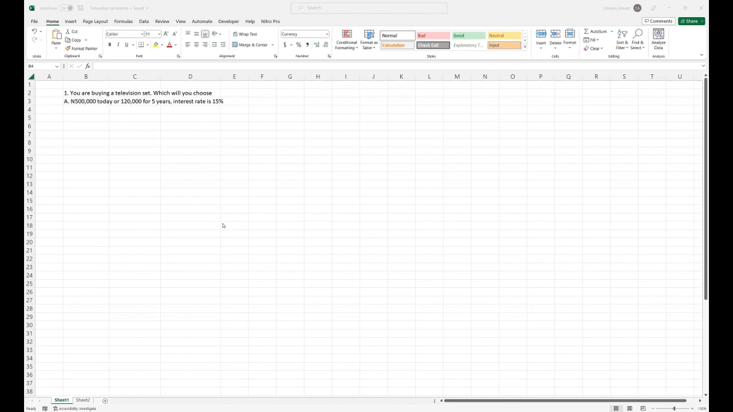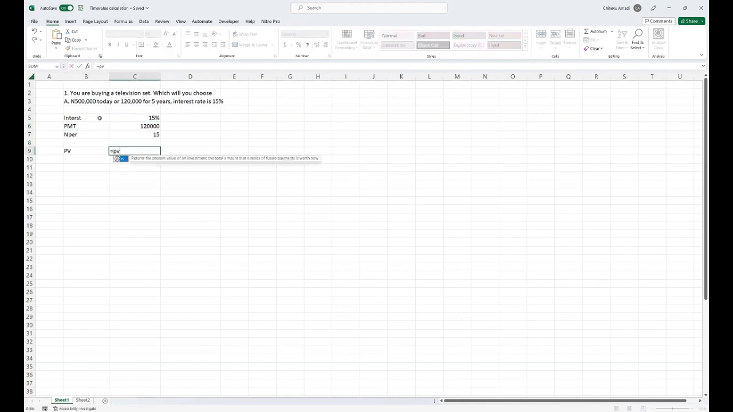So one thing that is pretty obvious here is the interest, which is 15%. Please always ensure that you put the percentage sign, right? The periodic payment will be 120,000. The NPER, that's the number of periods, is 15. Now here, looking at what will be the present value, use the Excel PV function. So just put equal to PV and click on it. It's asking what's the rate. We reference the rate here, which is 15%. How many periods? That's the NPER, 15.